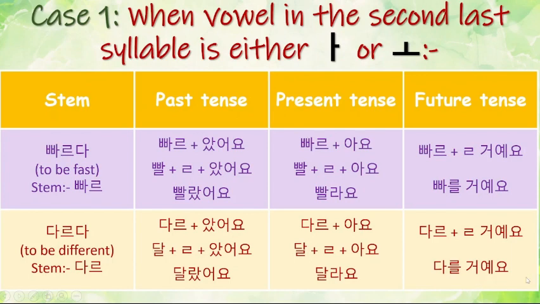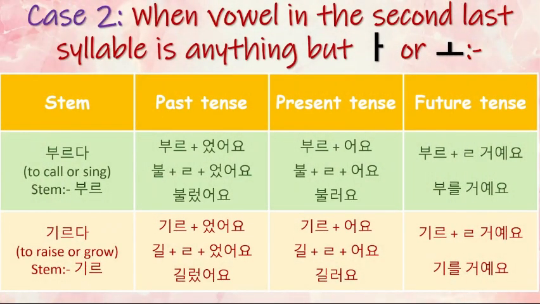Very easy, you just need to apply the rule on the given verb or adjective that follows the condition of the l irregular. Okay, now let's see the second case. When the vowel in the second last syllable is anything but a or o. Okay, first example is puruda, which means to call or sing.